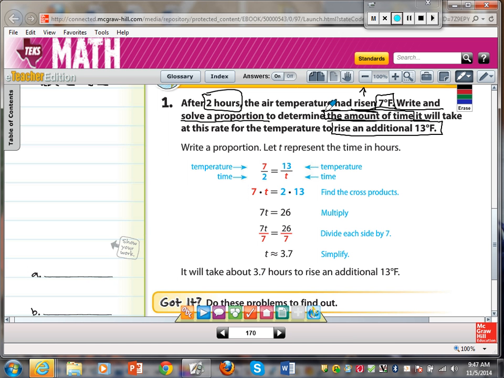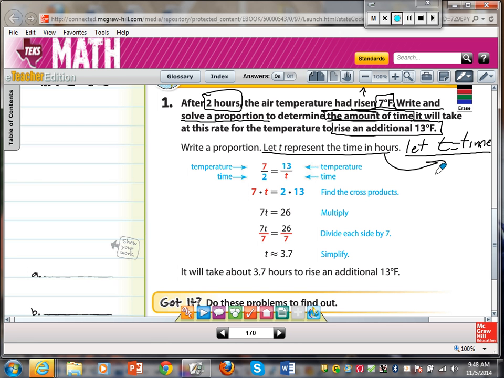Do we know the amount of time? We don't. So we're going to have to give it a variable t. So we're going to let t equal time. This is some of your first notation when we start doing algebra, that some letter will always equal something. So in this case, we're going to let the letter t equal time. So we write a proportion. It says here, write a proportion. Let t represent the time in hours. Well, look at that. Looks like I already did it right there.